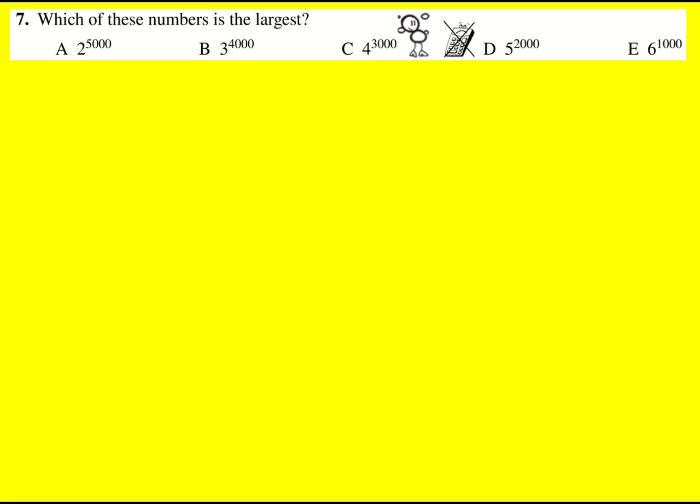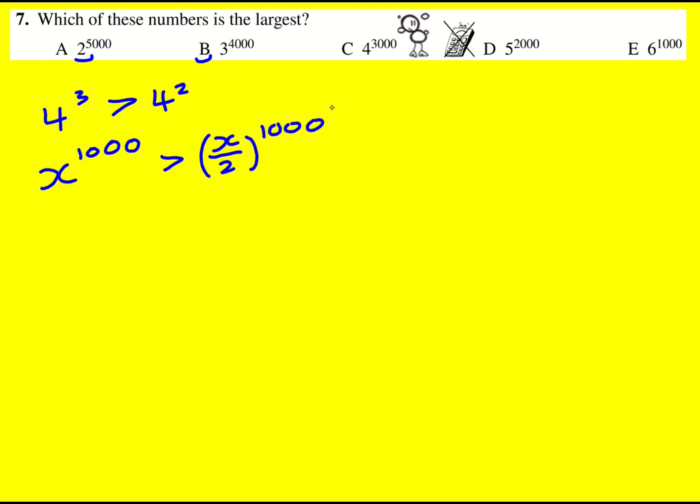To compare powers, you either want them to all have the same base, the number that you're raising it to the power of. So you can clearly see that 4 cubed is going to be greater than 4 squared. Or you want the bases to be different, but the power the same. So you can clearly see that x to the 1000 is going to be bigger than x over 2 to the 1000, because x over 2 is going to be smaller. So that's the strategy in this question.